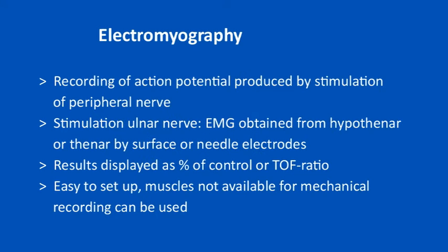Coming to the electromyographic method of recording the evoked response, we record the action potential produced by stimulation of a peripheral nerve. With stimulation of the ulnar nerve, EMG is obtained from the hypothenar or thenar by surface or needle electrodes. Results are displayed as percentage of control or TOF ratio. It is easy to set up. Muscles which are not available for mechanical recording can be used.